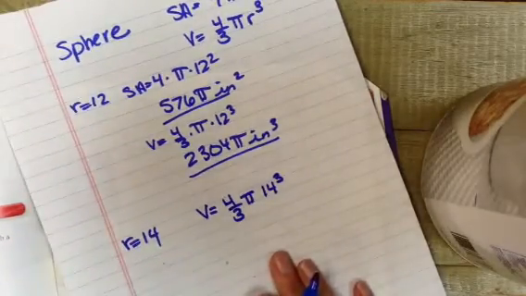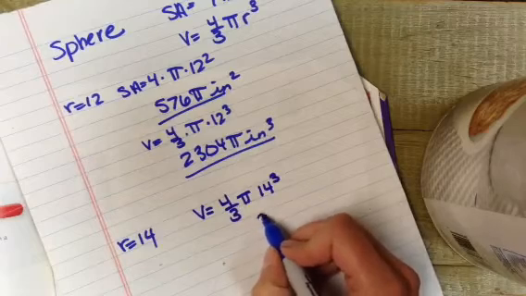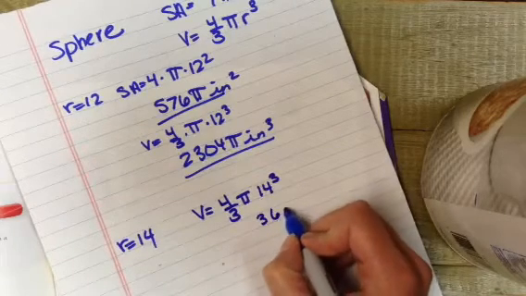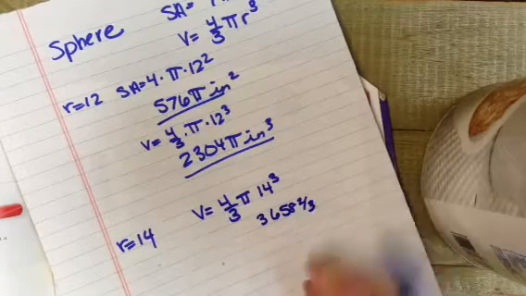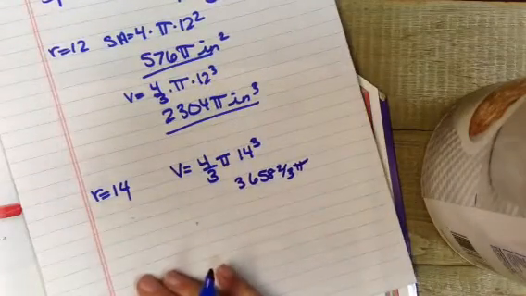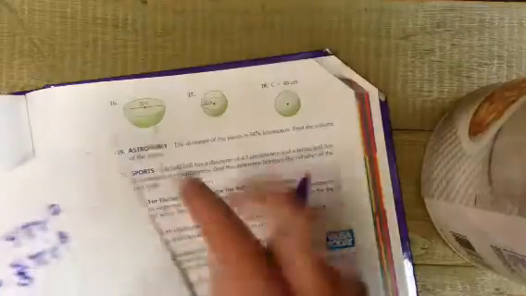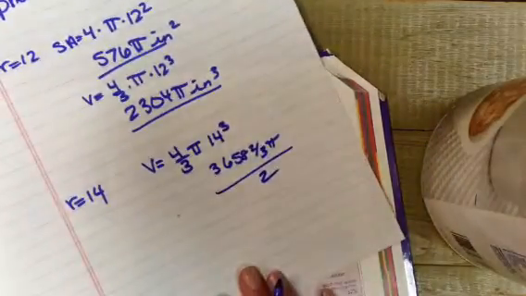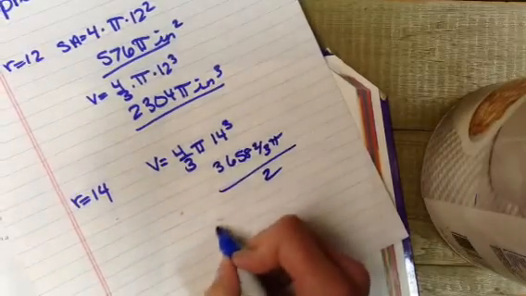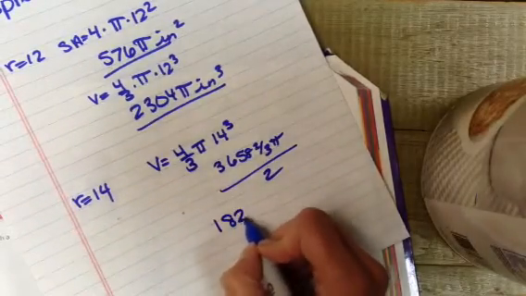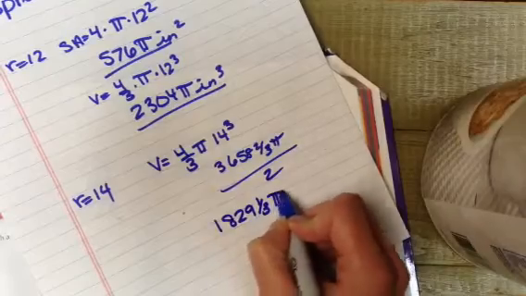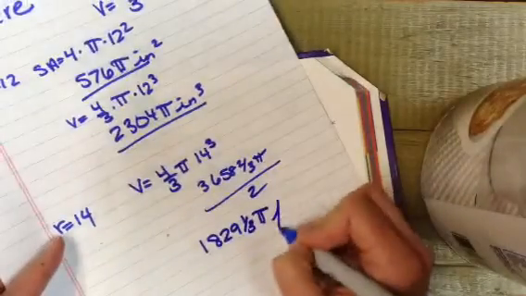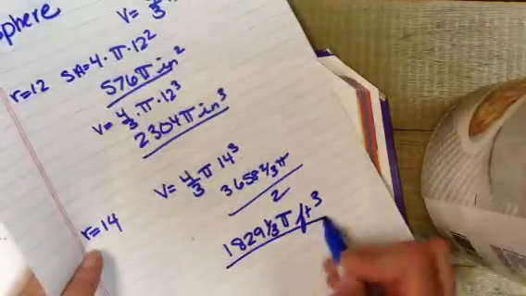And that is going to give us 3,658 and 2/3 pi. But then you have to remember that this is half of a sphere. So now we're just going to divide that by 2. And that will tell us that our volume is 1,829 and 1/3 pi. That would be feet cubed for volume.